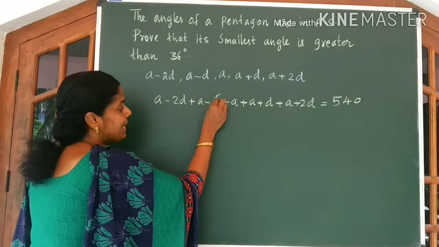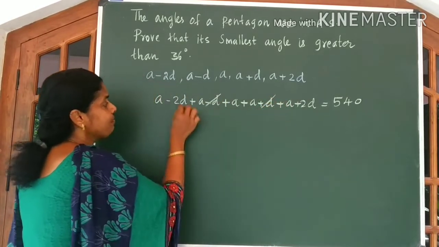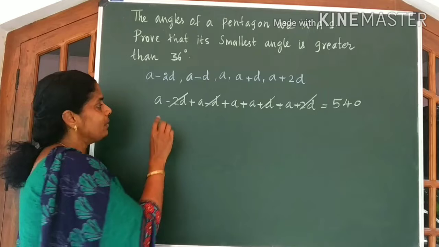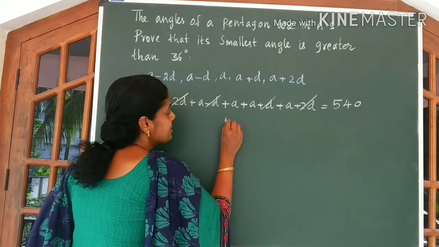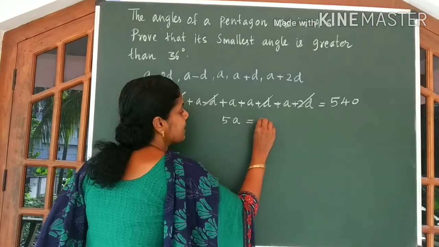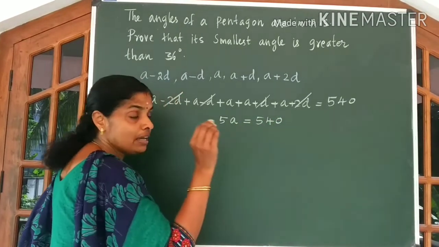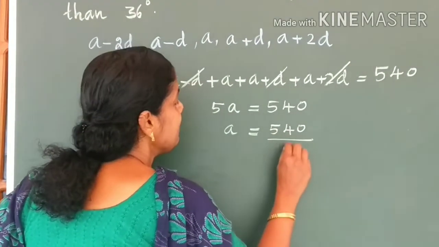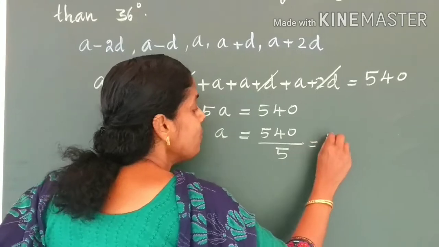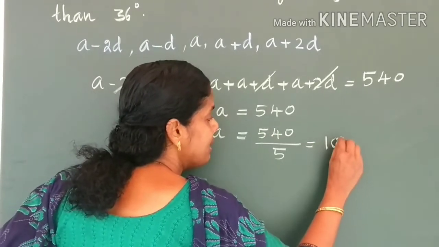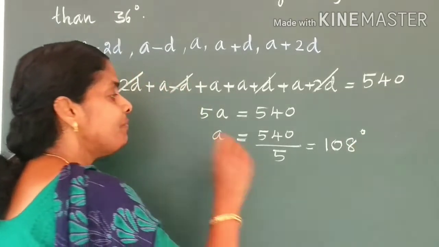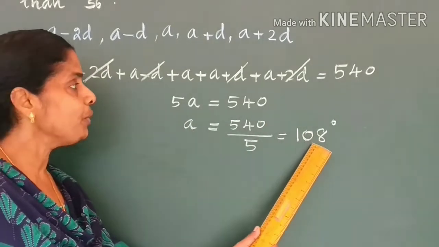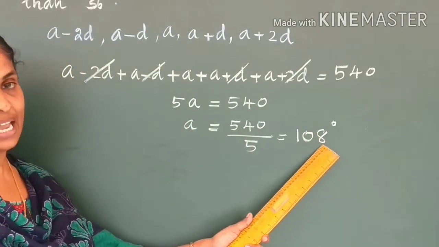Now, you know minus D cancels with plus D and minus 2D cancels with plus 2D. So, what remains now? You have 5 A's. So, we can say 5A is equal to 540, from which you get A is equal to 540 divided by 5, which is equal to 108. 5 into 1 is 5, 4 is not divisible, 8 5s are 40. So, what did you get now? You got the middle angle to be equal to 108.